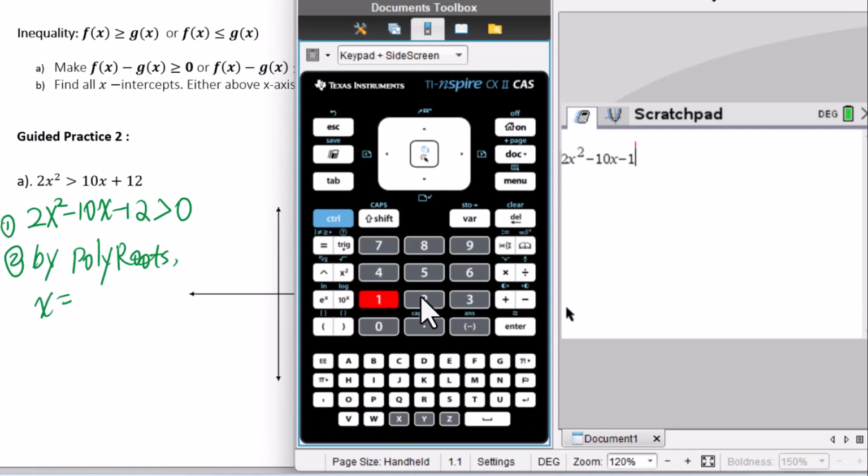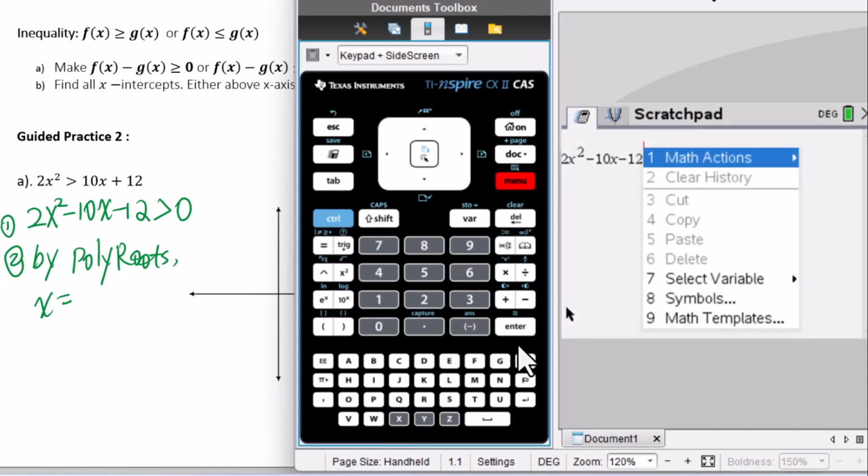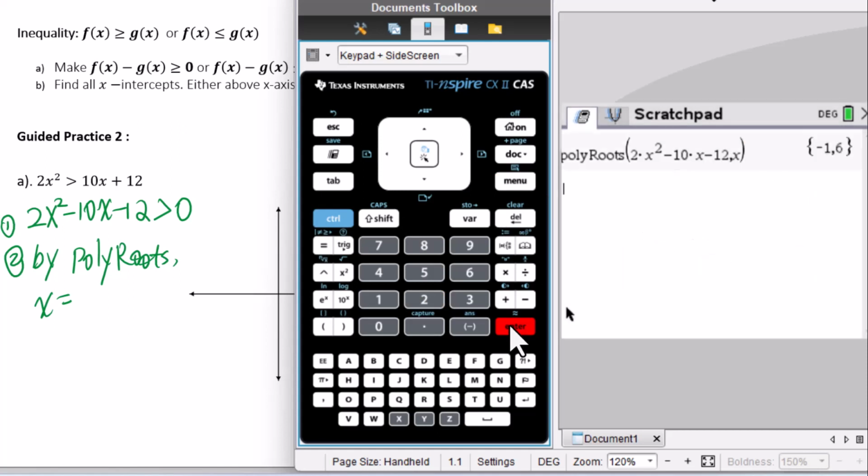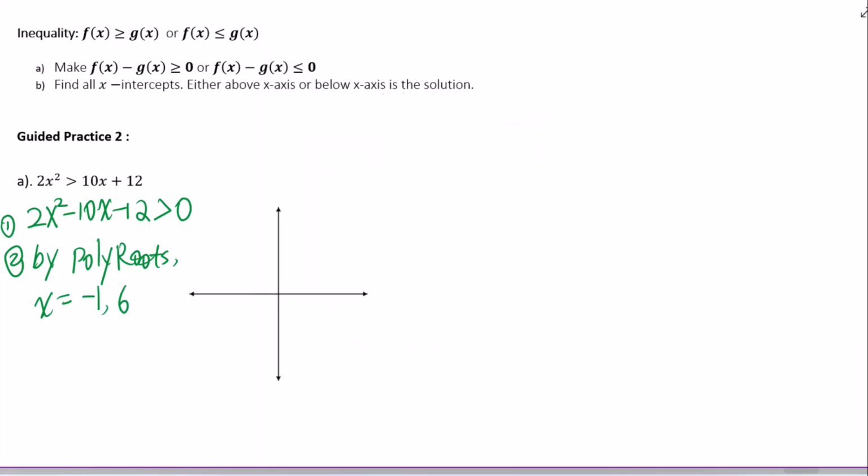minus 12. Control menu. Enter. X1 equals negative 1. X2 equals 6. Then we need to label these roots on this coordinate plane.